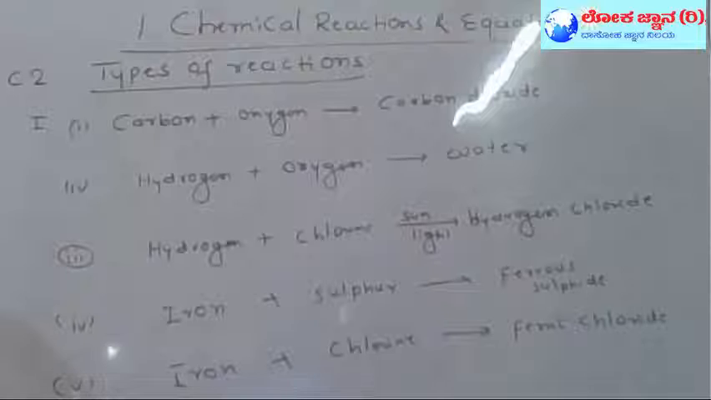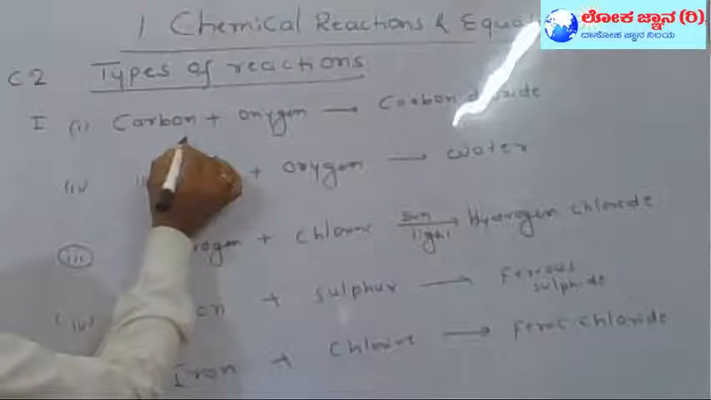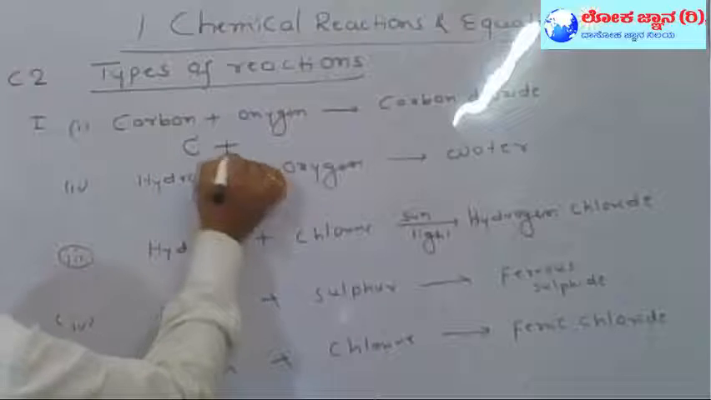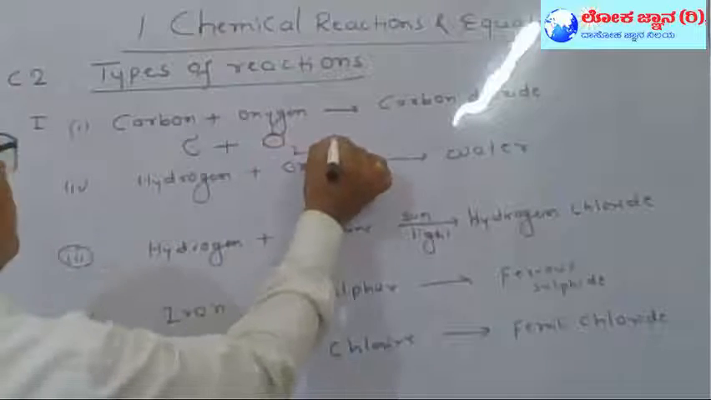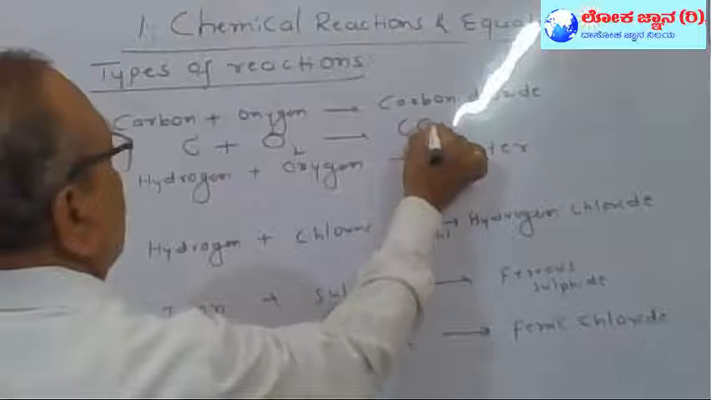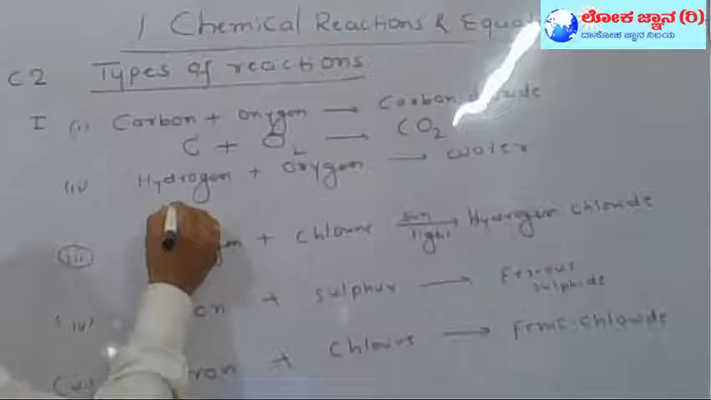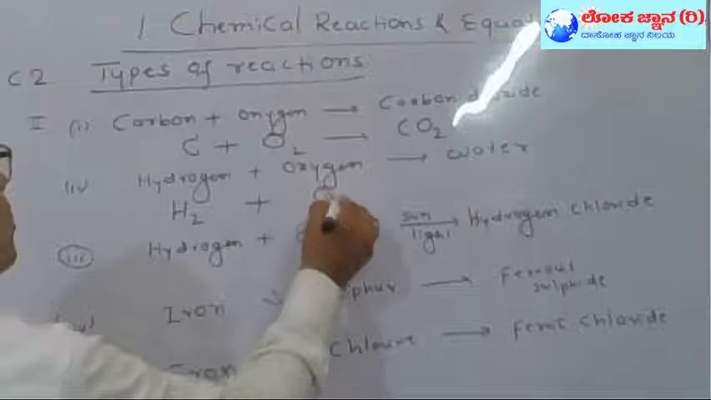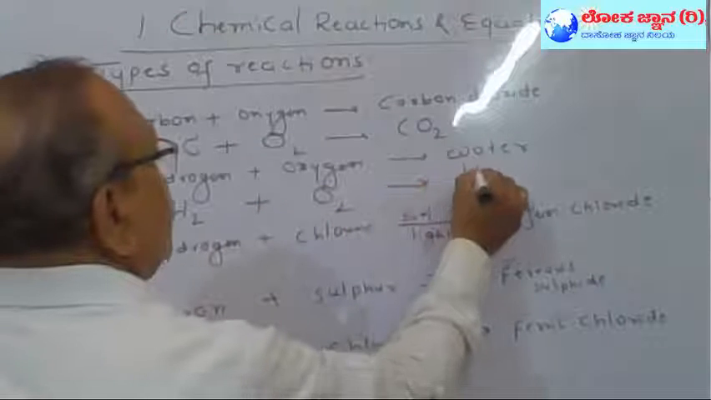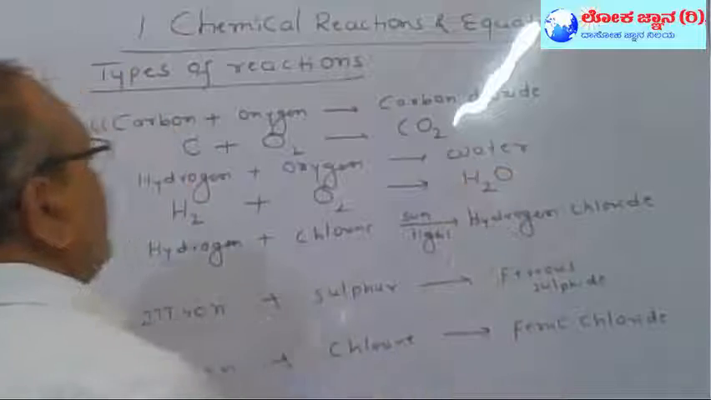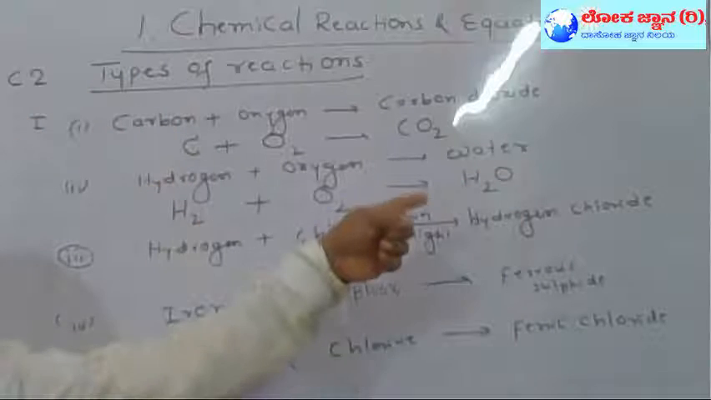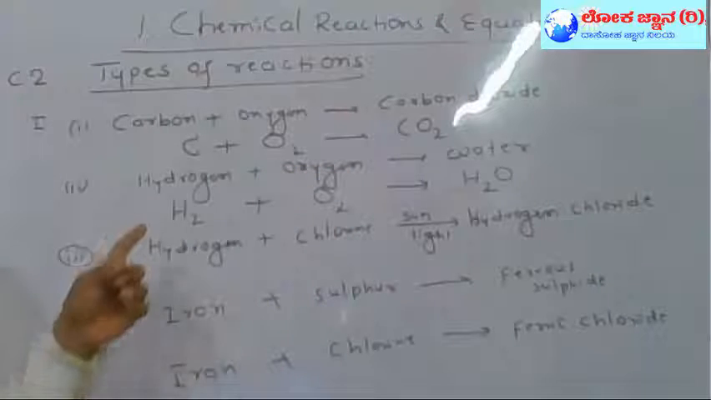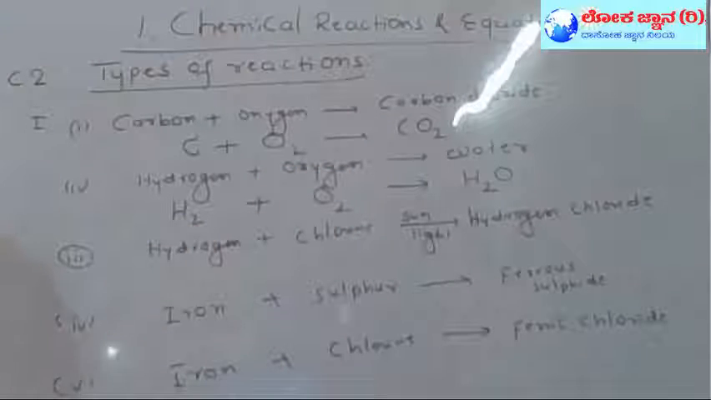One by one. What is the first one? Verify and come. Carbon plus oxygen gives rise to carbon dioxide. Look at here, what is it? Hydrogen plus oxygen gives rise to H2O. Balance it and continue. Is there any balancing required for the first example? No. You know, carbon when burnt in air, you will get carbon dioxide. Hydrogen and oxygen, when treated, they will form water.